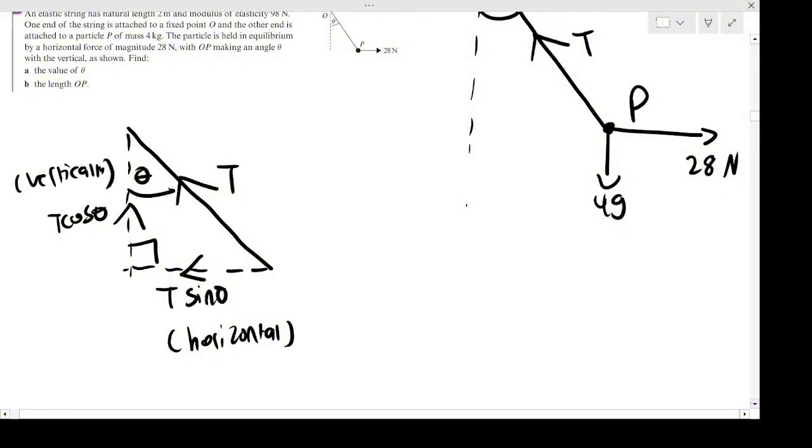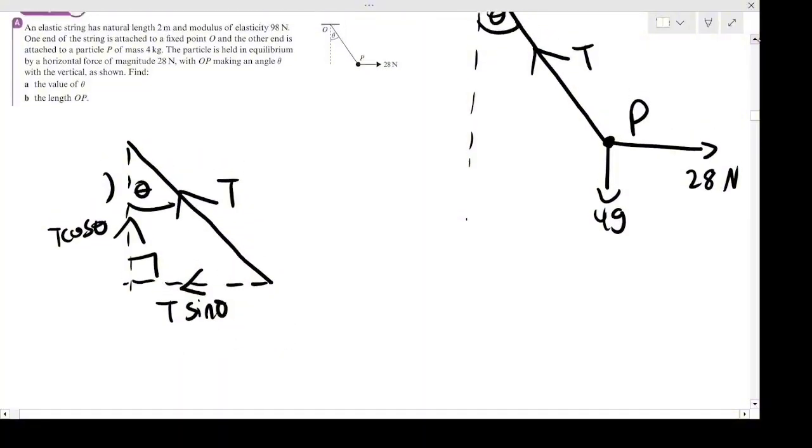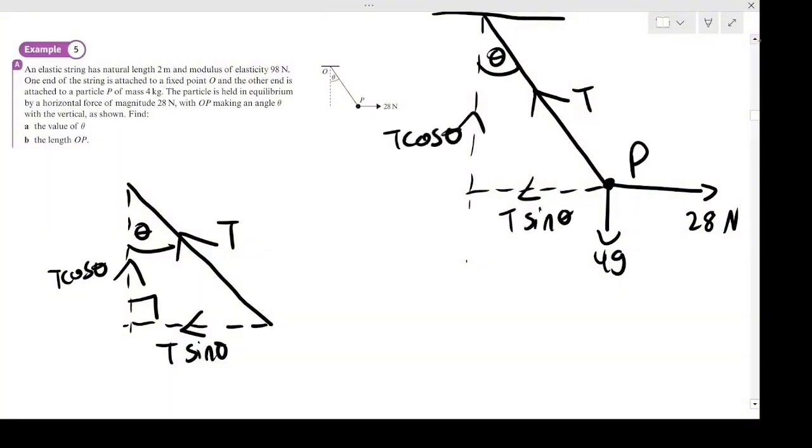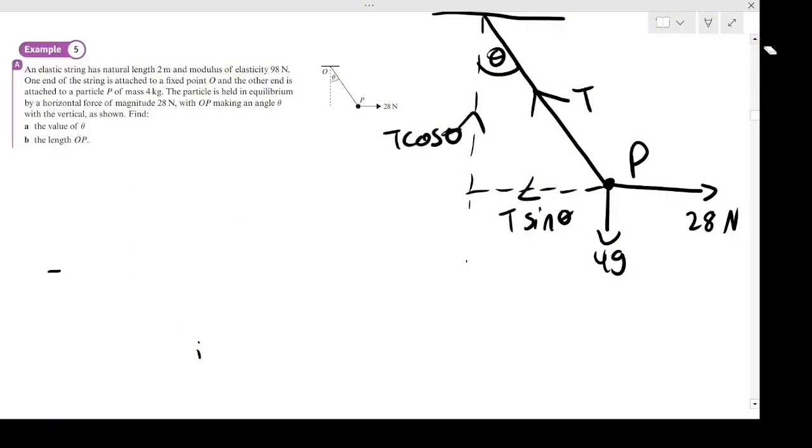So I've split up the tension at an angle into a purely horizontal and vertical component. I'm going to add that onto my diagram. That's the whole idea of these sort of questions: you want to split up the forces in this way. So that's going to be T sine theta here, and then T cos theta up here. I'm going to get rid of this now. So that is my fully labelled diagram, and those are all the forces I need to consider.